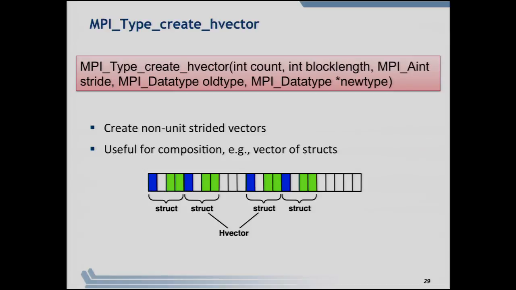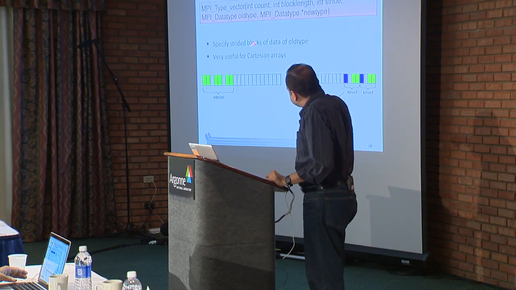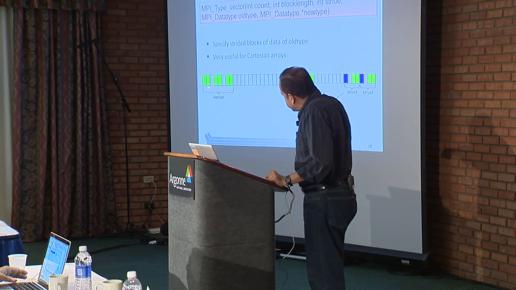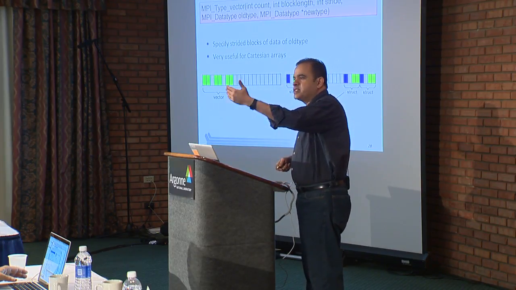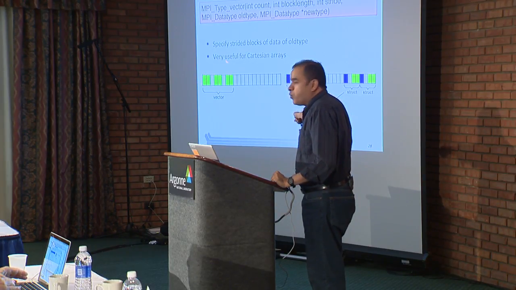The next one is of course, what if your stride is not uniform? Oh wait, there is one more in the middle. There is a vector type and there is an H vector type. So the difference between the two is how you describe the stride. In the vector type, the stride is in terms of the number of basic data types. So here the stride would be 3, regardless of what the basic data type is.